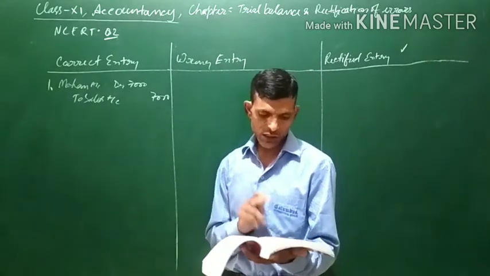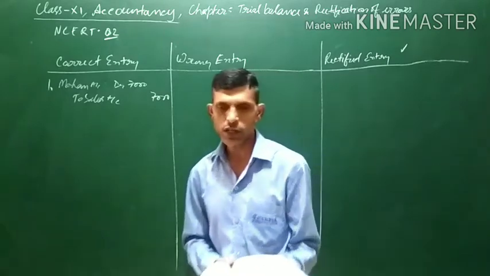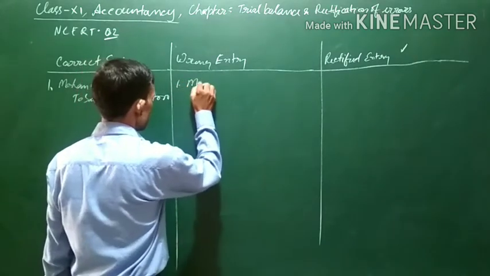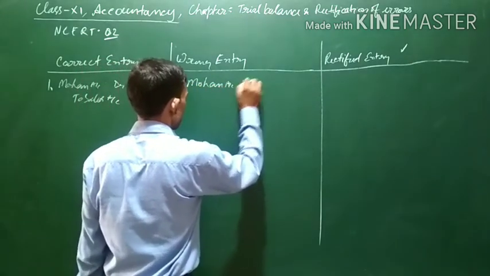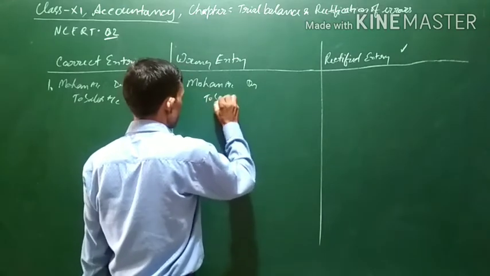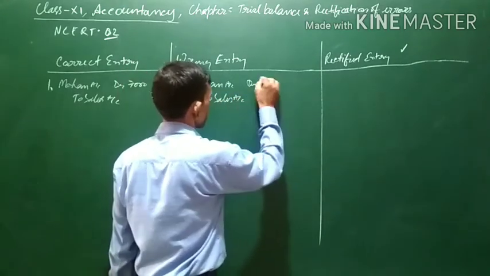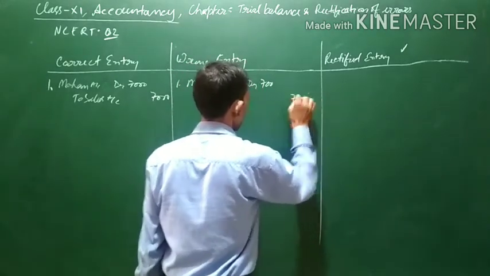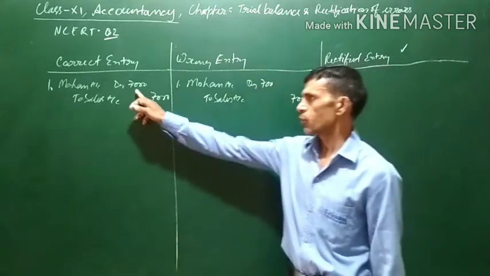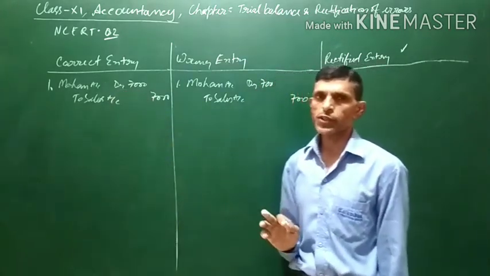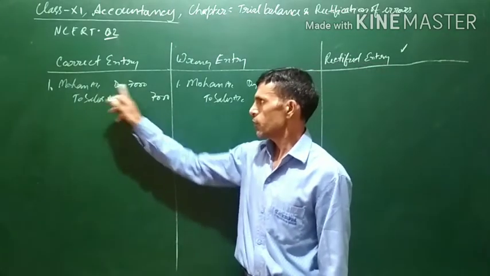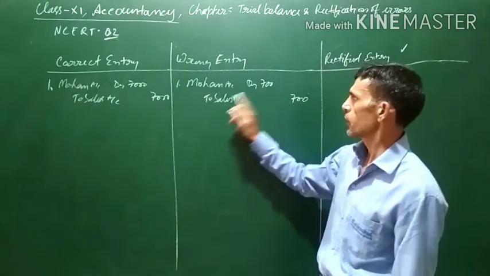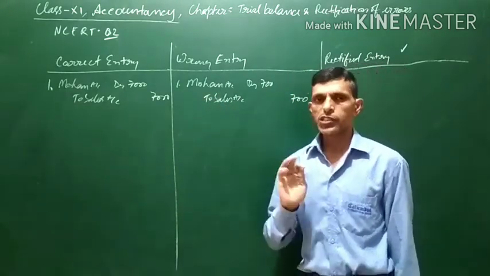Now this credit sales to Mohan 7,000 was recorded as 700. So what is the wrong entry? Mohan account debit to sales account 700. This is the wrong entry. If credit sales to Mohan of 7,000 is made, the journal entry will be Mohan account debit to sales account 7,000. But by mistake, the entry has been passed as Mohan account debit to sales account 700.